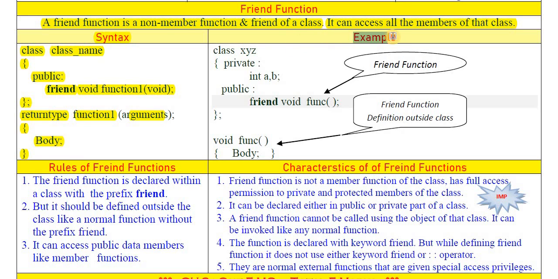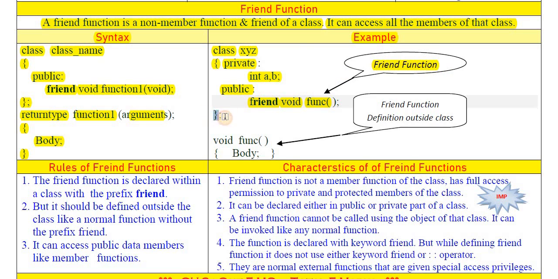So here the example is: class keyword, xyz is the name of the class, and the opening curly bracket means here the class body starts. This is the private section. Here in this private section we are declaring two variables, a and b, and in the public section we are declaring a function. The name of the function is func. This is the data type of the function, and here we are using the friend keyword. When we are using the friend keyword, that function will be a friend of class xyz.